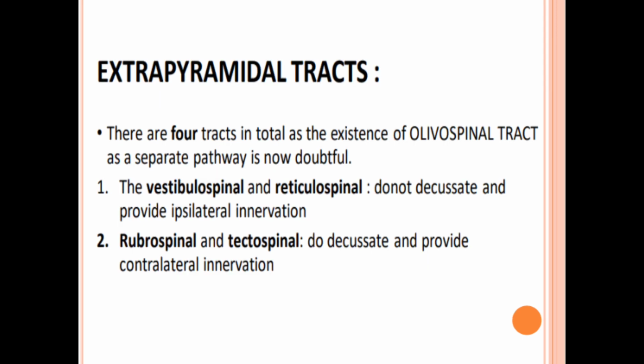Now let's talk about the extrapyramidal tracts. As I've already told you, there are 4 tracts in total in the extrapyramidal tracts, as you know that the existence of the olivospinal tract as a separate pathway is not known or it is still doubtful. So now the four extrapyramidal tracts are: number one, vestibulospinal and the reticulospinal. They are paired together because they do not decussate, so it means that they provide the ipsilateral innervation. While the rubrospinal and the tectospinal they do decussate, so it means that they provide the contralateral innervation to our muscles.